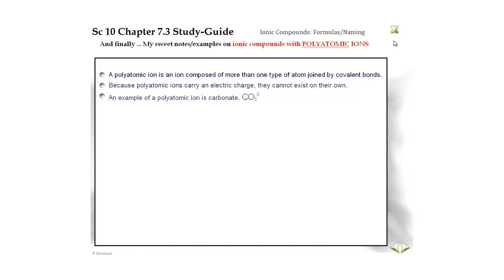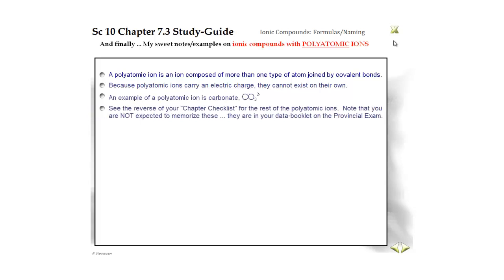An example of a polyatomic ion is carbonate, CO3, with a charge of 2-. You will have a copy of the polyatomic ions in your data booklet. You may not have the chapter checklist yet, but you should have access to these polyatomic ions. You don't memorize them, you're always given them on tests, so don't panic.